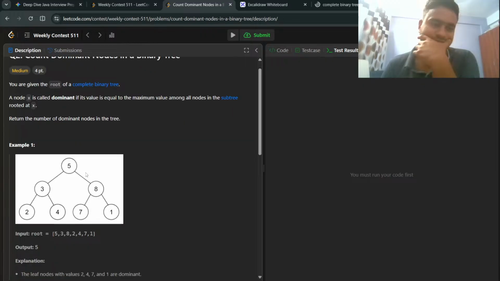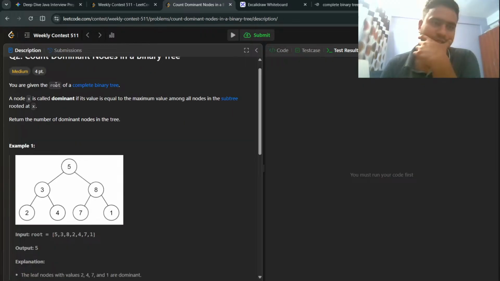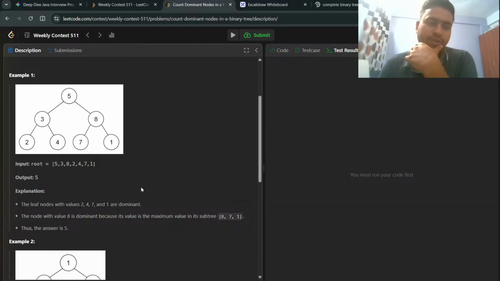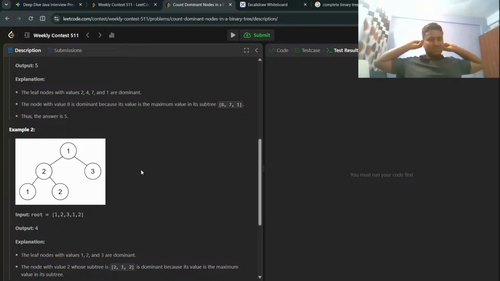So given the root of the complete binary tree, a node x is called dominant if its value is equal to the maximum value among all nodes in the subtree rooted at x. Return the number of dominant nodes in the tree. Okay. So basically, 1, 2, 3, 4, 5. Okay, that is a huge simple question. I'm going to solve it in just a minute.